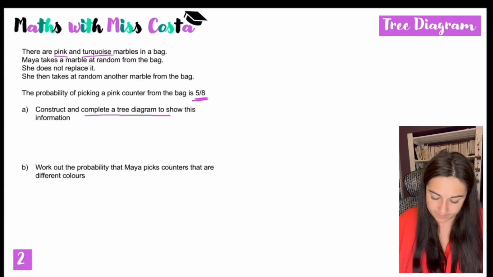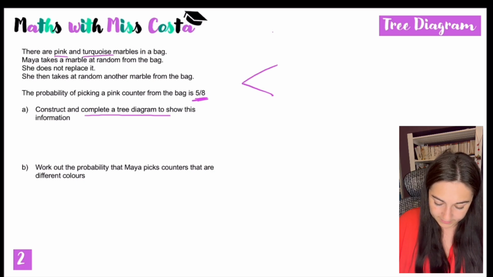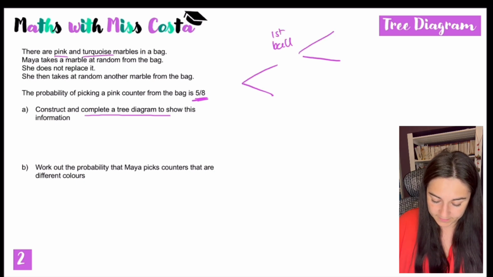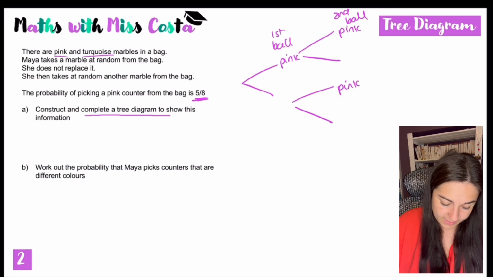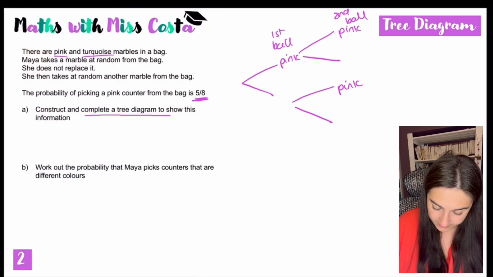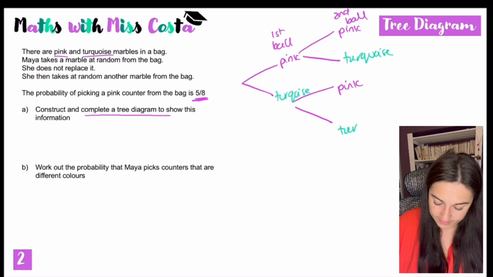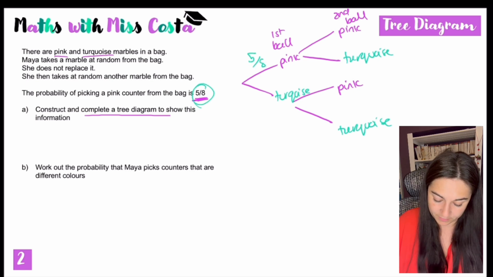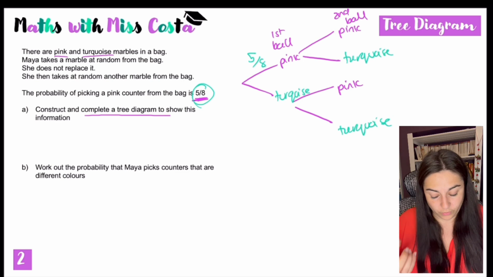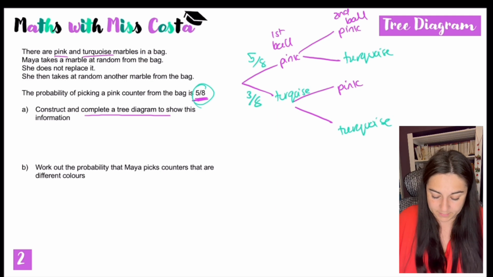Construct a tree diagram. Okay, so I've got my tree diagram. I've got first ball that is picked, and then I'll have the second ball. Okay, so I'm doing a branch for the first ball. So let's say the first ball is pink. The second ball is pink. And then let's say turquoise, and I'll do it in according colour. So turquoise here, turquoise, and turquoise. Now, I'm told that the probability of picking a pink counter is 5/8. So over here, I'm going to put 5/8, and on the branches, the probability of each branch must sum to 1. So therefore here, that probability must be 3/8.